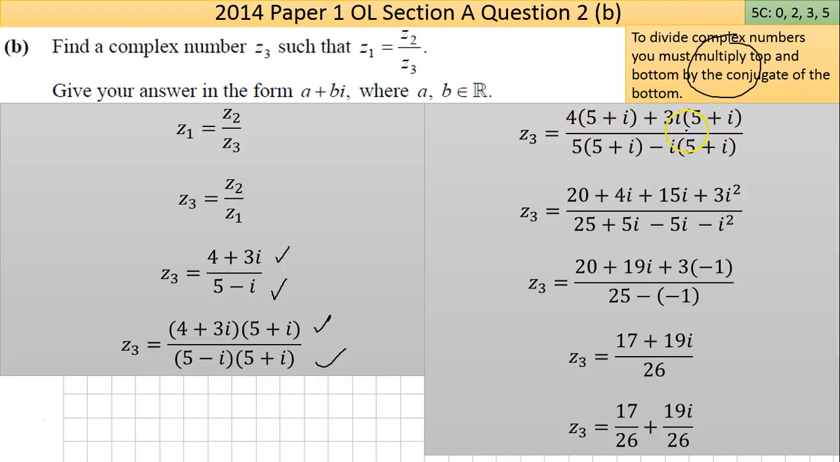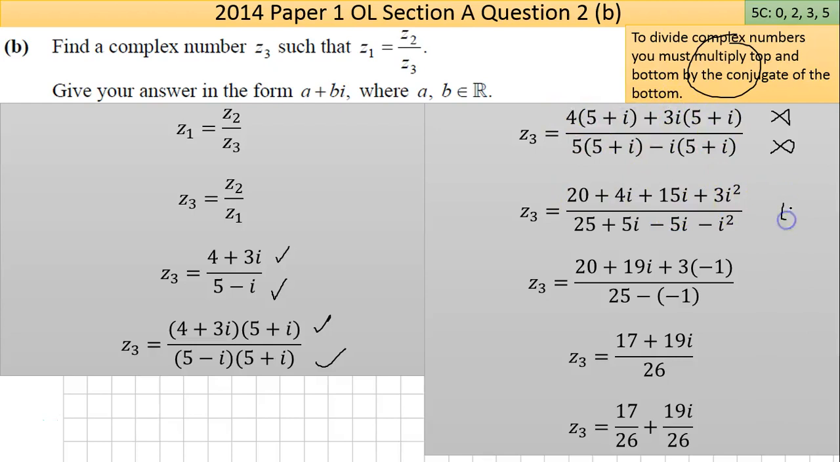Now that method, if you want to achieve at Leaving Cert level, needs to be second nature. I see that mistake so commonly, and it brings people down in so many questions, because obviously they're not doing it right, so they're getting the wrong answer. If you go left to right, 4 times 5 is 20, 4 times i is 4i, 3i times 5 is 15i, 3i times i is 3i squared.